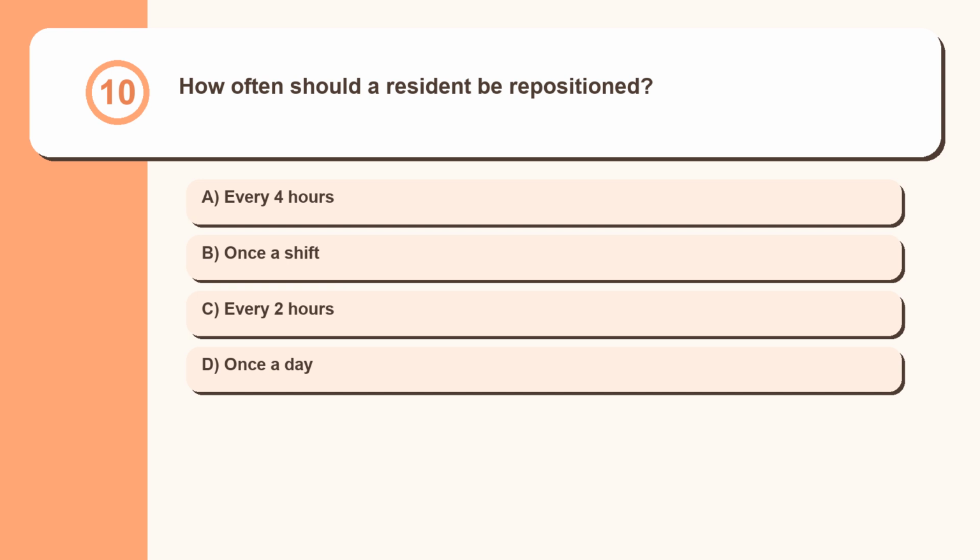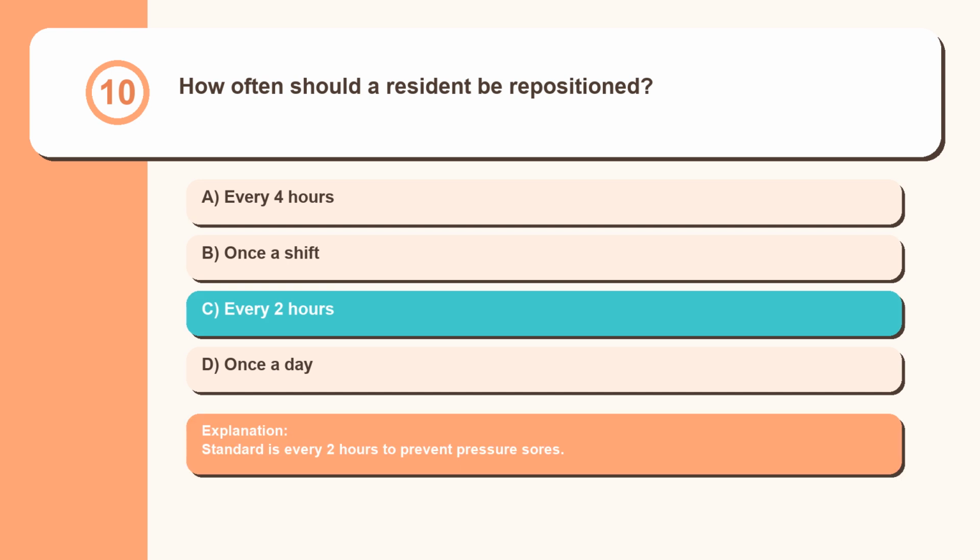Question 10. How often should a resident be repositioned? Every 4 hours. Once a shift. Every 2 hours. Once a day. Standard is every 2 hours to prevent pressure sores.